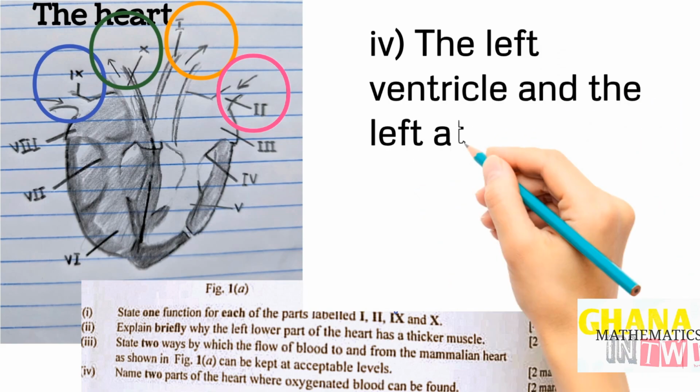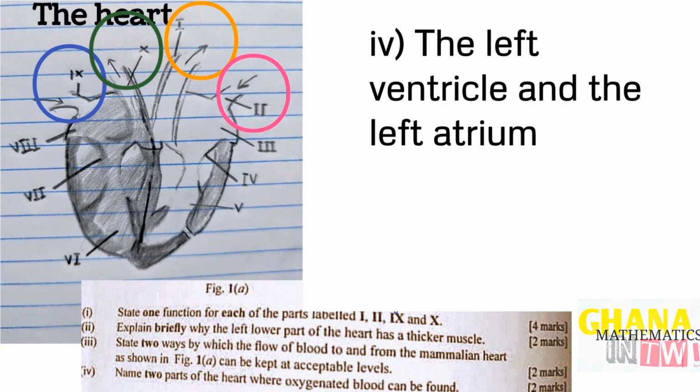The next question asks to name two parts of the heart where oxygenated blood can be found. Oxygenated blood can be found in the left ventricle, please make it a point, and the left atrium. The left part of the heart usually contains oxygen-rich blood.